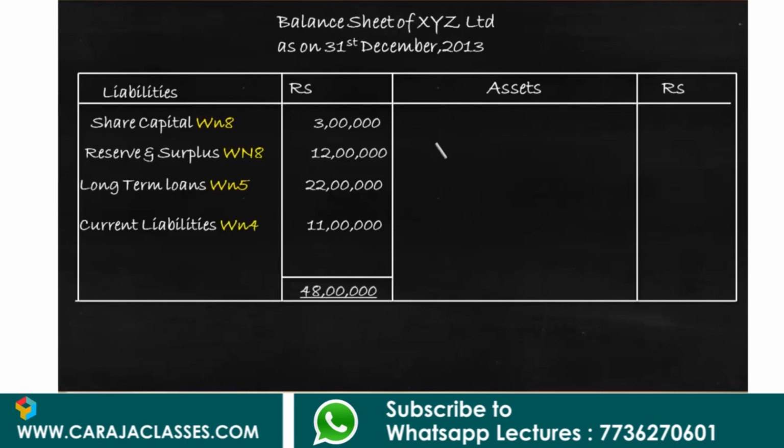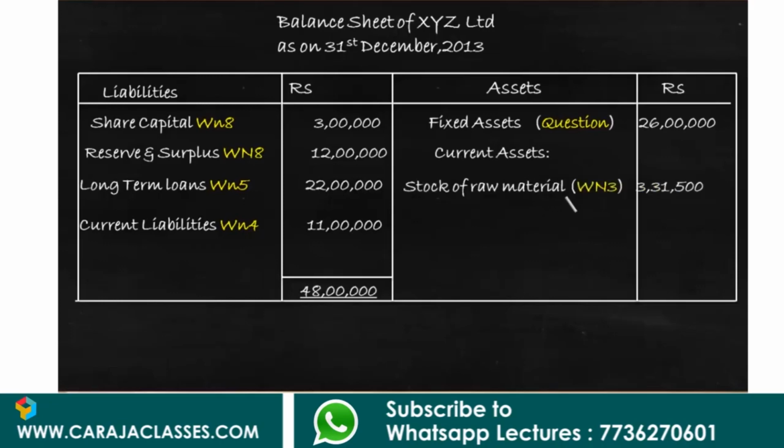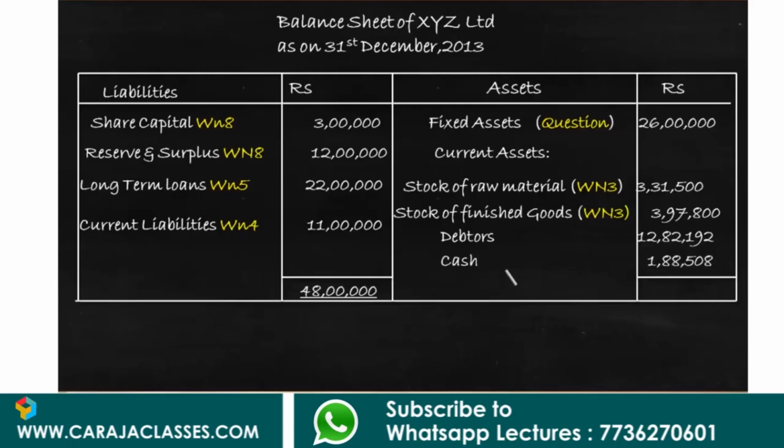On the asset side, fixed asset, this information we have in the question, it is 26 lakh. Then on current assets, the first one is stock of raw material, which is 3 lakh 31,500 in working note 3. Stock of finished goods, working note 3, 3 lakh 97,800. Debtors, working note 4, 12 lakh 82,192. And cash balance we have found in working note 6, which is 1 lakh 88,508, and the total is 48 lakh. Thank you.